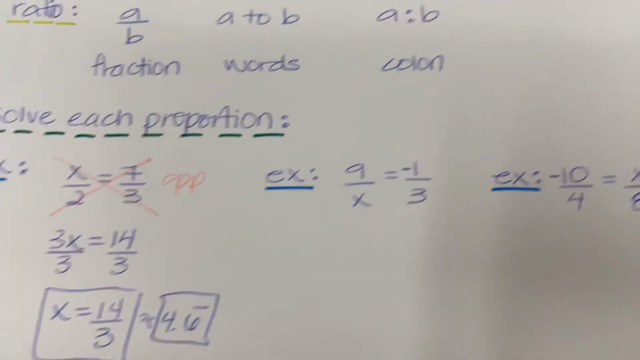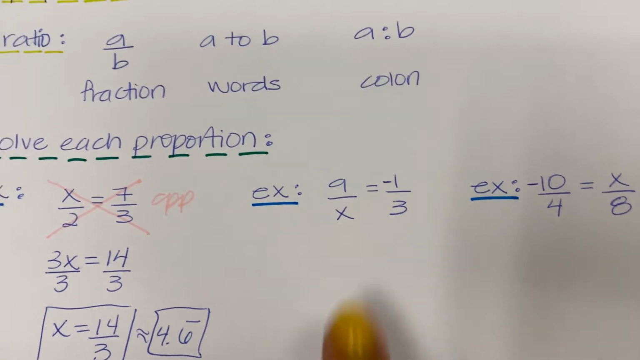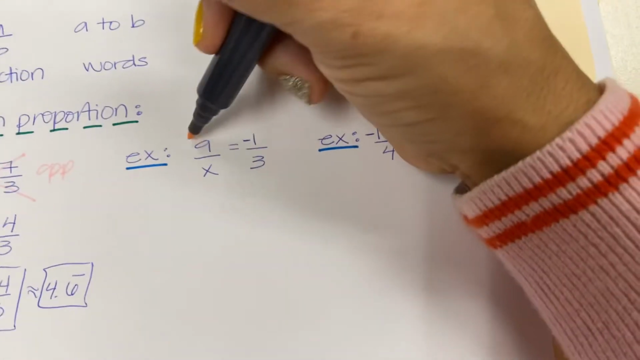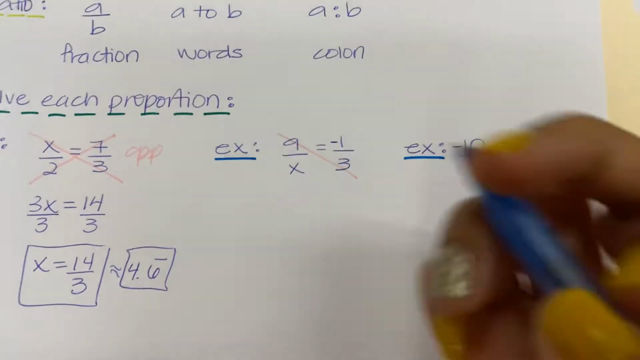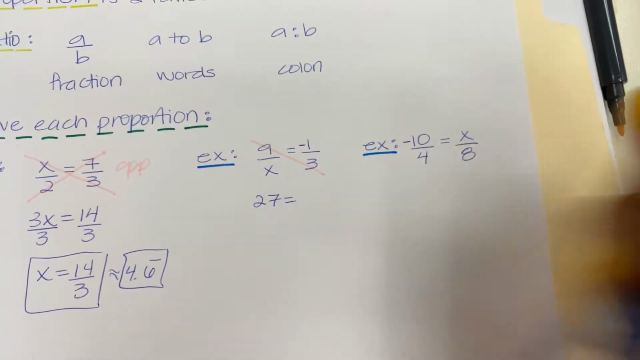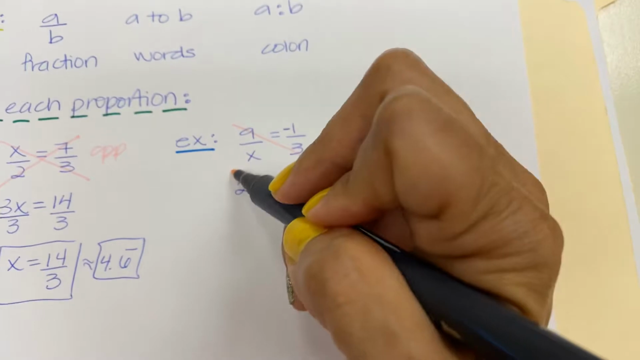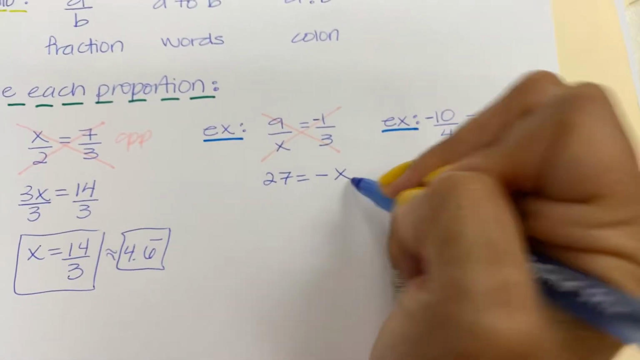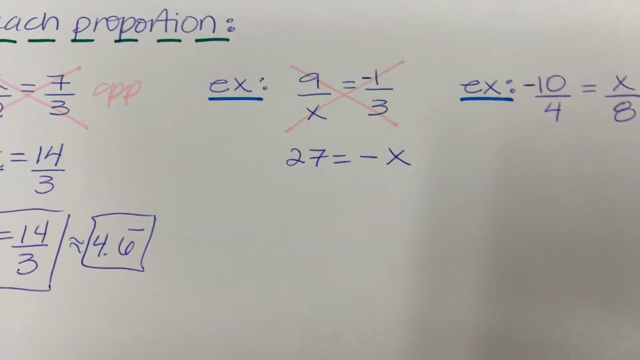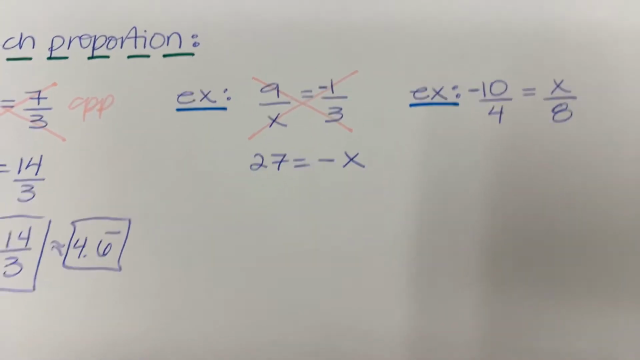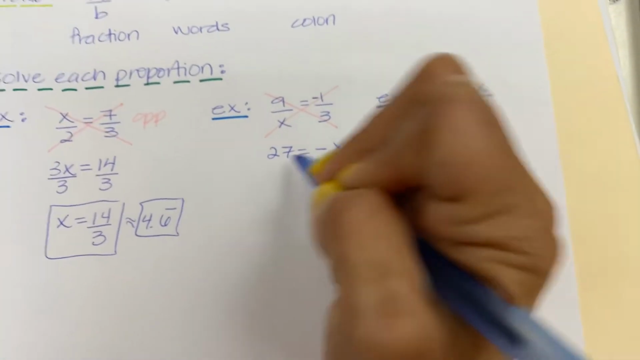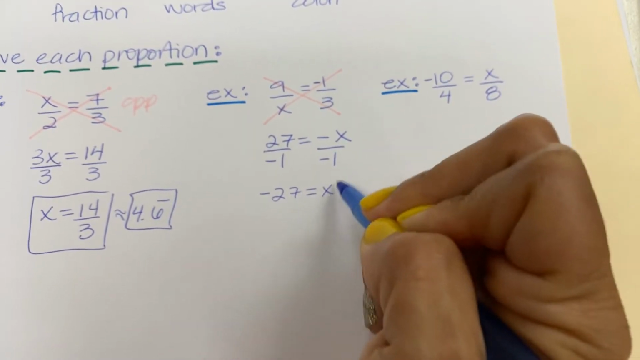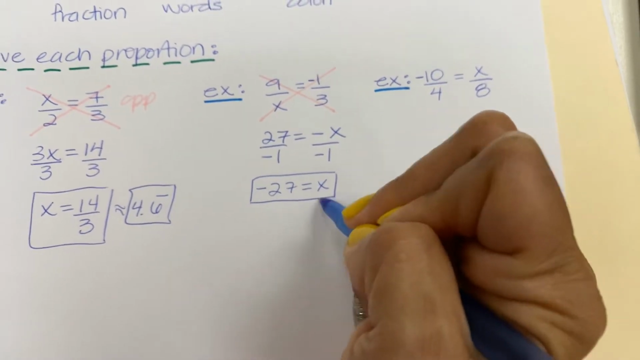Doesn't matter where the variable is located. Here it's in the denominator's position, but just still go ahead and use the cross product property. So 9 times 3, 27, x times negative 1, negative 1x, or you could just write negative x. Okay, I want to know what x is, not negative x, so you can either multiply or divide by the negative. It's up to you. So I get negative 27 is equal to x.